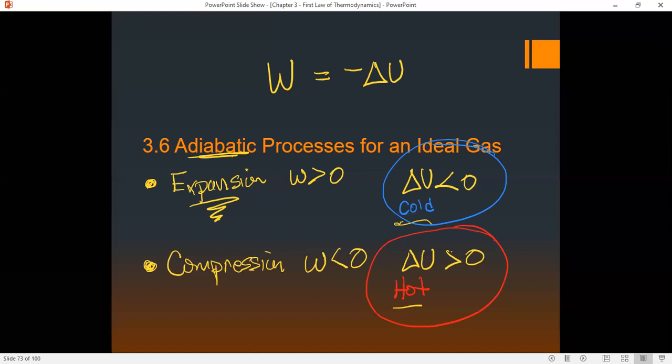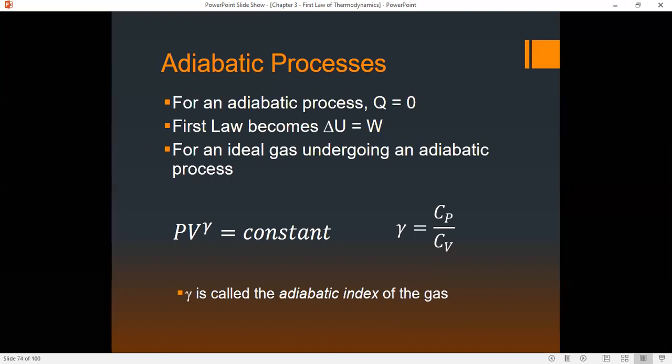For our purposes, think about any time we do an adiabatic expansion where we don't allow the heat to keep the gas warm, we're not heating the gas, it's going to get cold. Adiabatic compression, the gas is going to get very hot. Again, for adiabatic processes, Q is going to be equal to 0 by the first law. Delta U is equal to negative W. The change in internal energy is going to be equal and opposite to the work done.